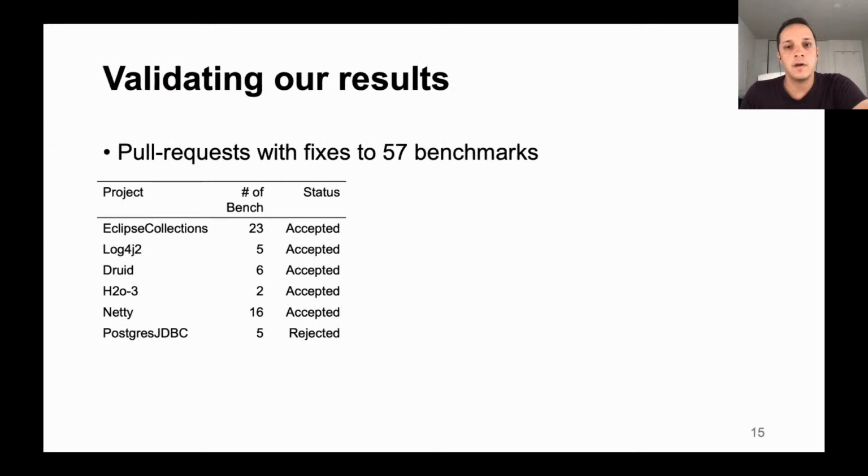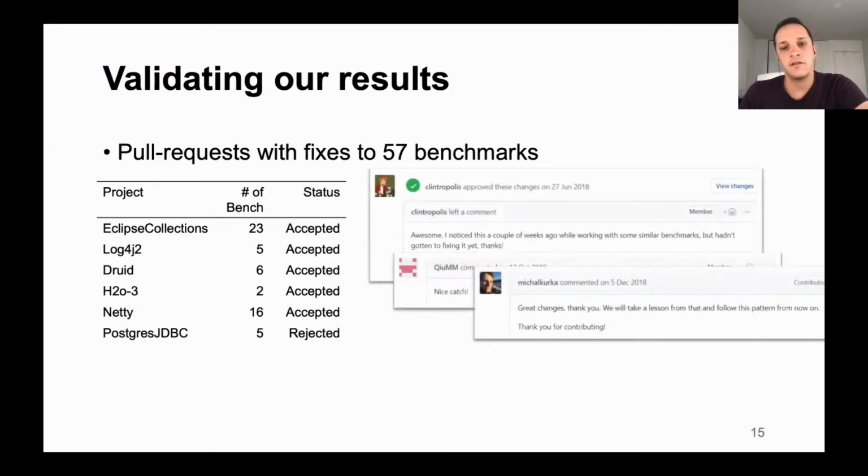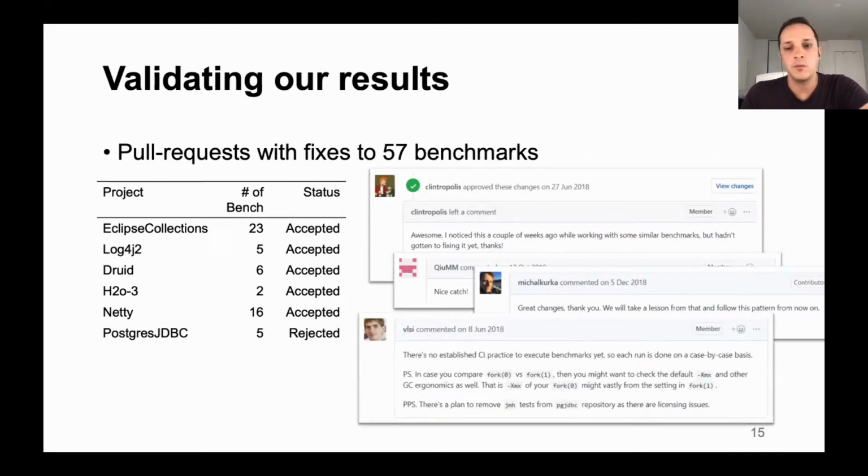To validate our results, we submitted pull requests to the benchmarks we fixed. Developers were all quite happy to receive them. Most of them actually knew about these practices, but maybe they were overlooked. We had one project that rejected our pull request because they were thinking about removing JMH altogether anyway.